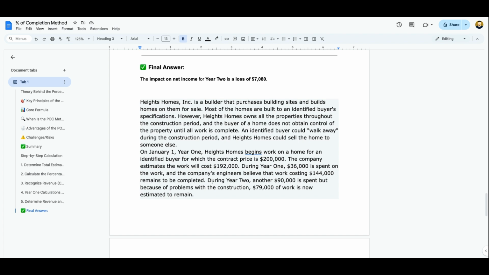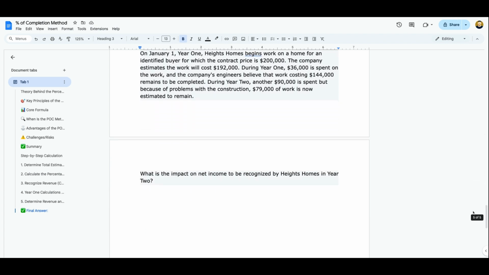Okay, let's look at during year two, another 90,000 is spent, but because of problems with the construction, 79,000 of work is now estimated to remain. Okay, so we know that there's a problem in the project. The question is hinting towards something, and we will find out what that is. So, what is the impact on net income to be recognized by Height Homes in year two? And we have remaining work estimated to remain at 79,000.